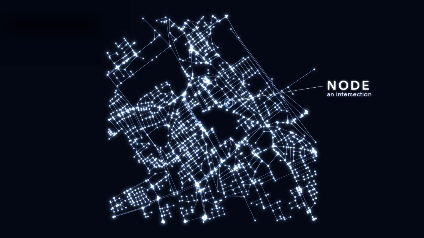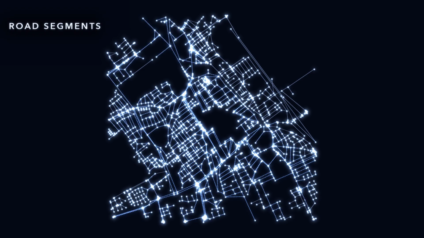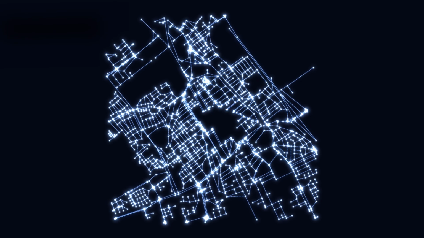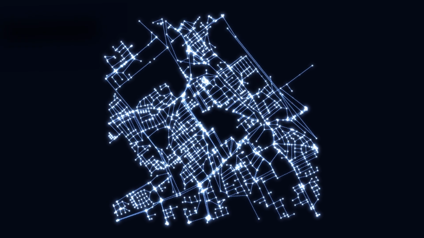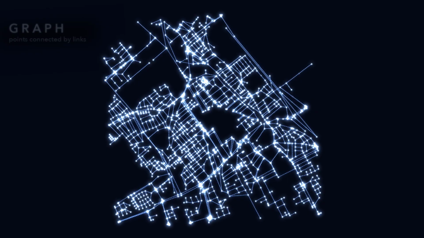We call each dot a node. A node is just a point the map cares about, usually an intersection. And every stretch of road connecting 2 dots becomes a line. We call each line an edge. An edge is a road segment, the connection from one node to the next. Dots and lines, nodes and edges, put them together and you get this.